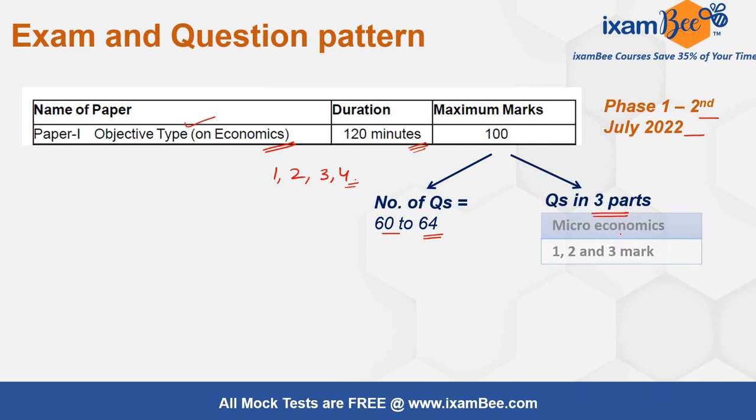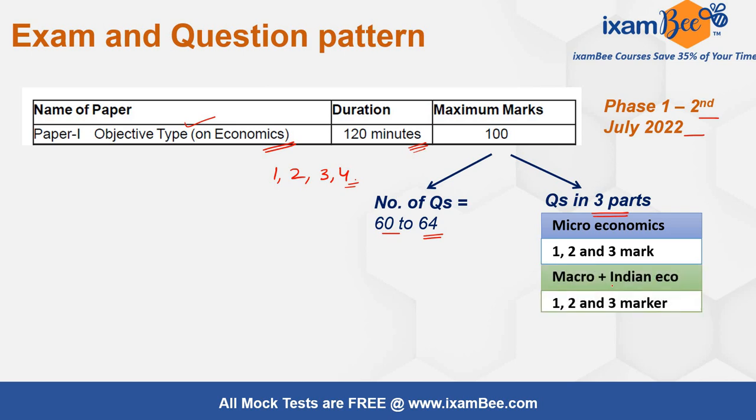Divided into 3 parts. The first part relates to your microeconomics and questions based on that, which can be 1, 2 or 3 marker questions. Then the next section relates to the macroeconomics, which includes your questions on Indian economy, and here again the questions can be of 1 mark, 2 marks and 3 marks. The last and the third section is related to econometrics and statistics, and here your questions can be 1 mark, 2 mark and 4 marks. So basically these are numerical questions. All these 3 markers and 4 markers are mostly numerical based questions from these particular segments.